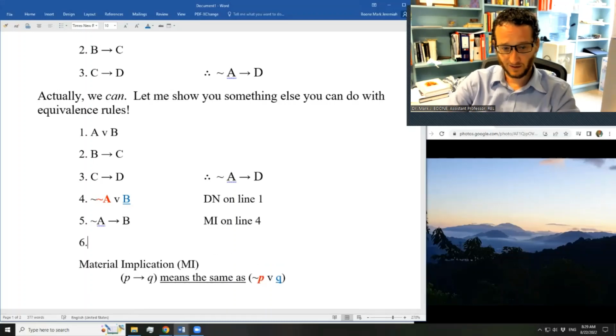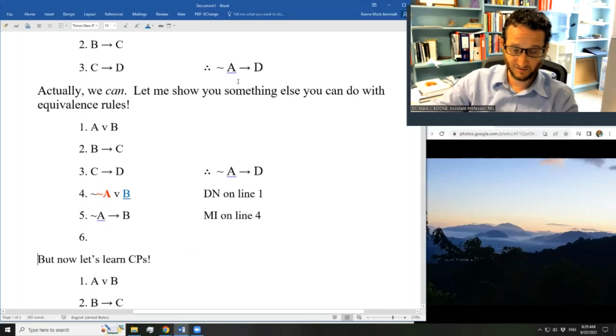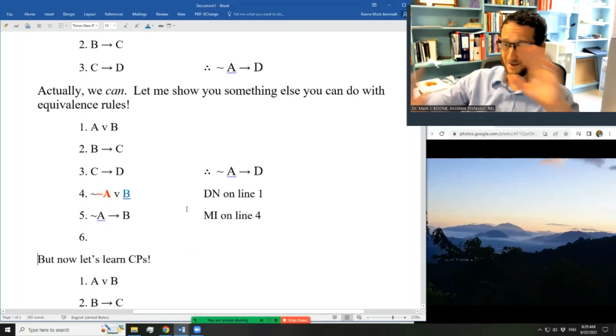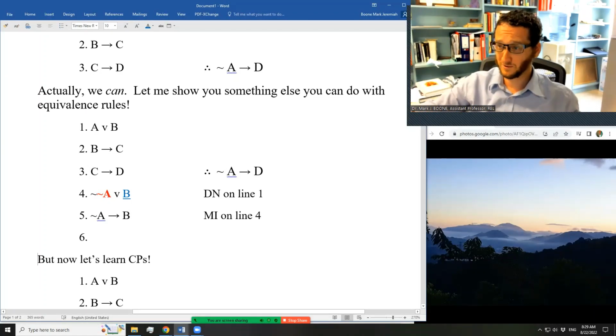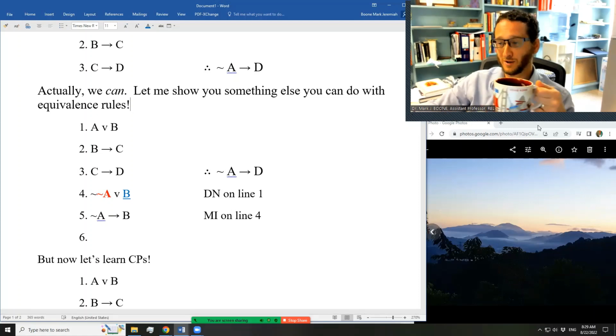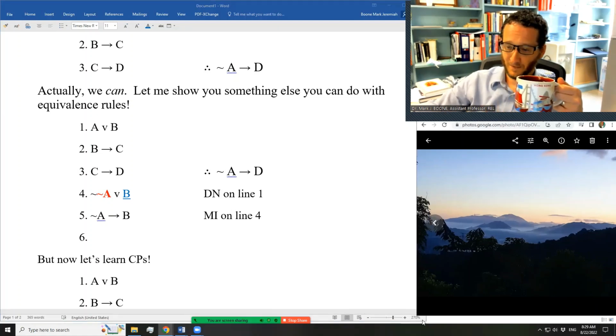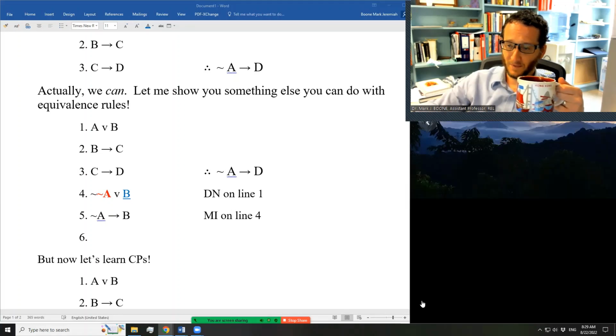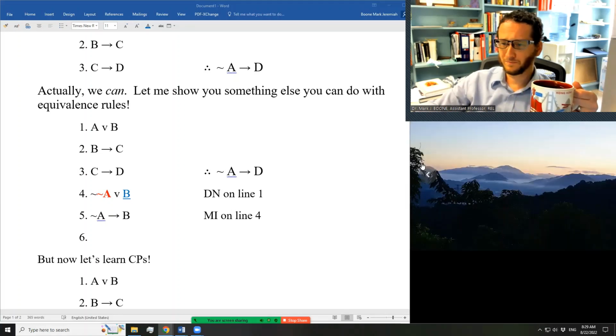And now, if you've been watching these videos, you probably know how to finish the rest of this proof using the equivalence rules. But again, this is just introducing one more thing about equivalence rules I should have mentioned previously, that you can apply them to parts of a premise and not just to a whole premise at a time. Anyway, if you've been following, you probably know what we're going to do next.